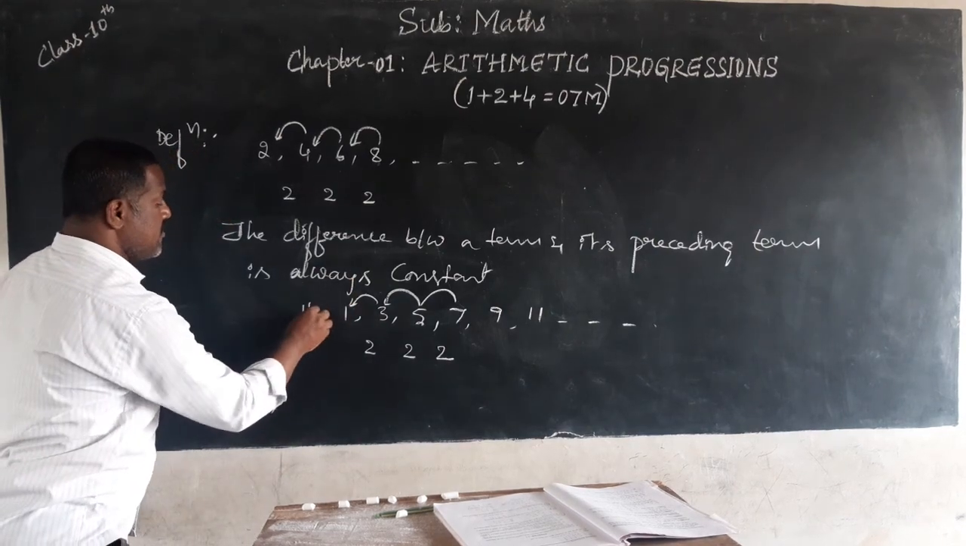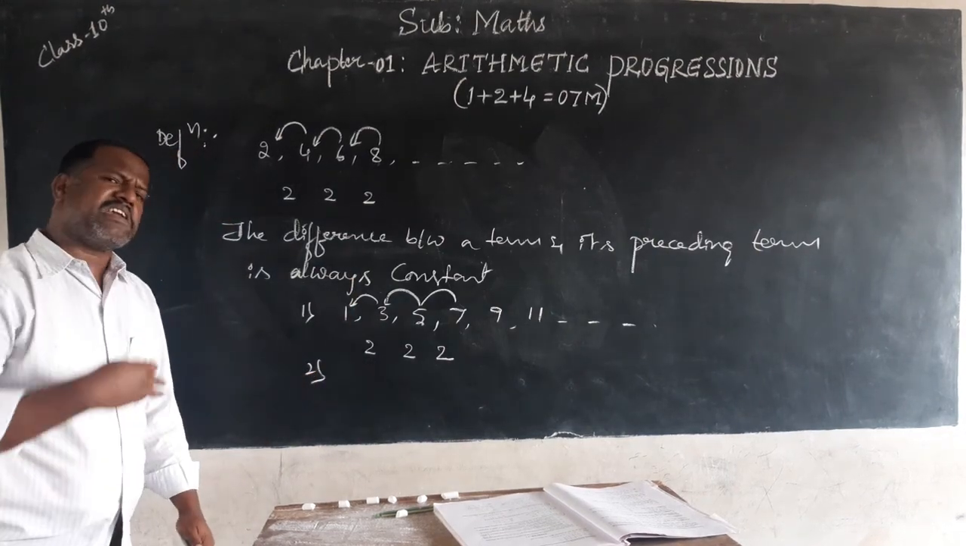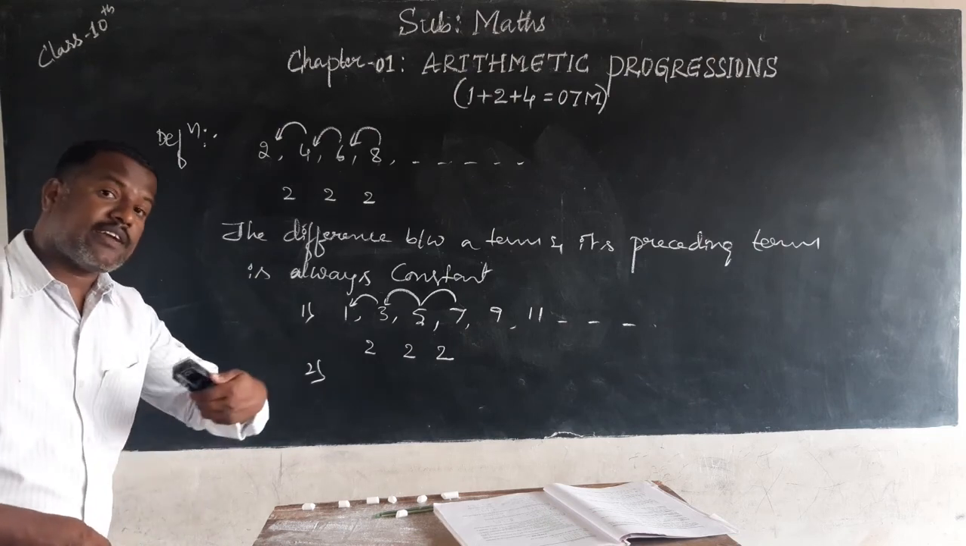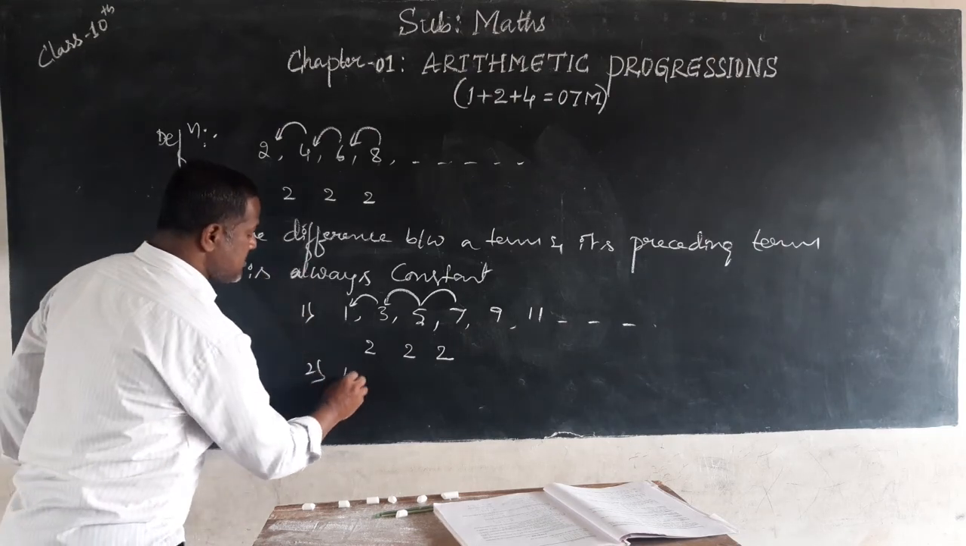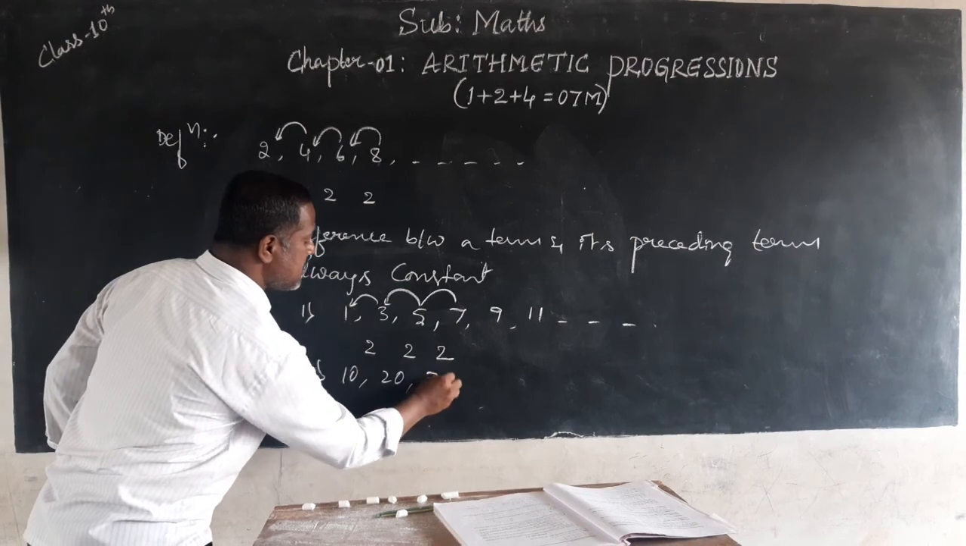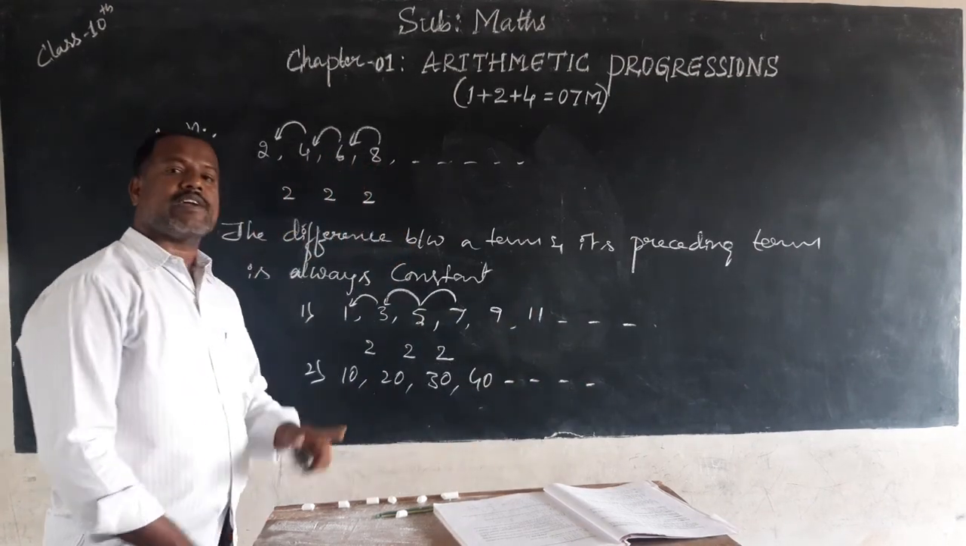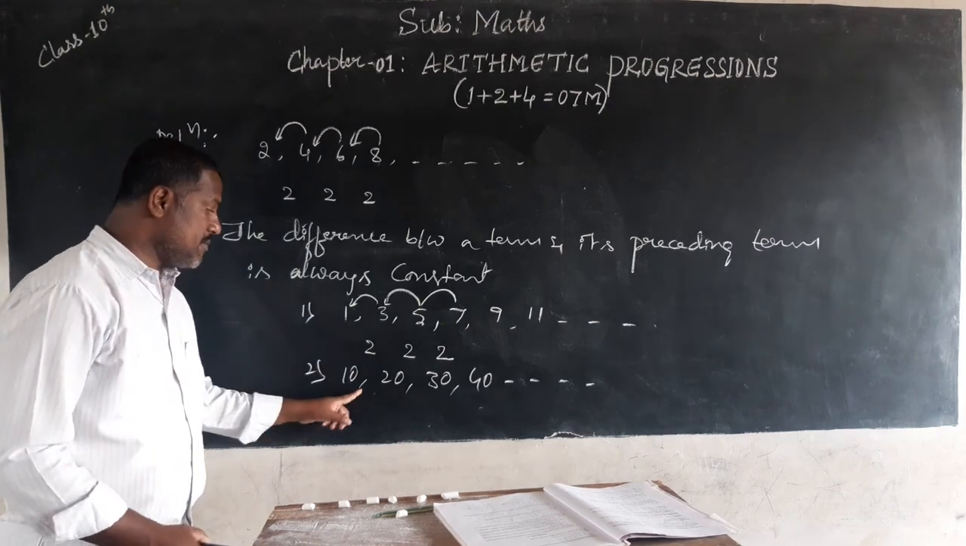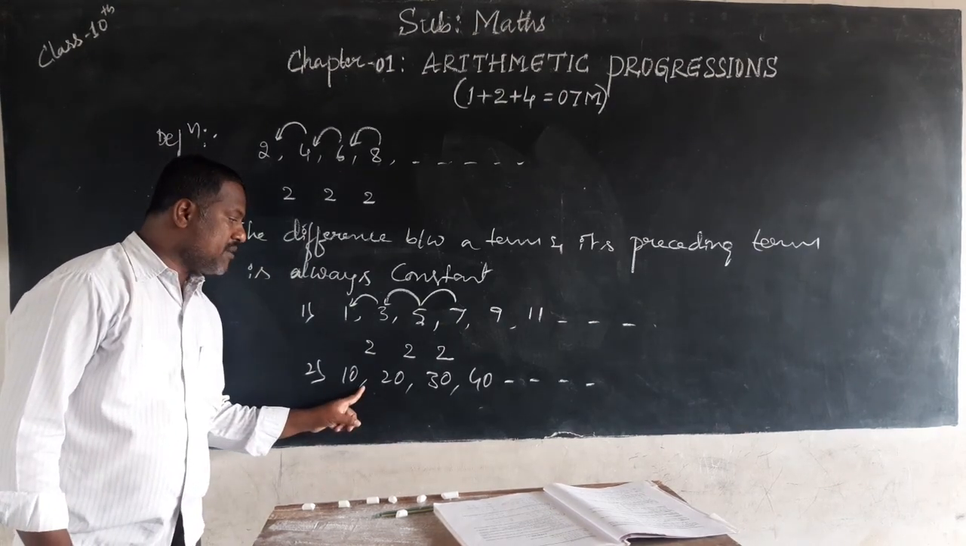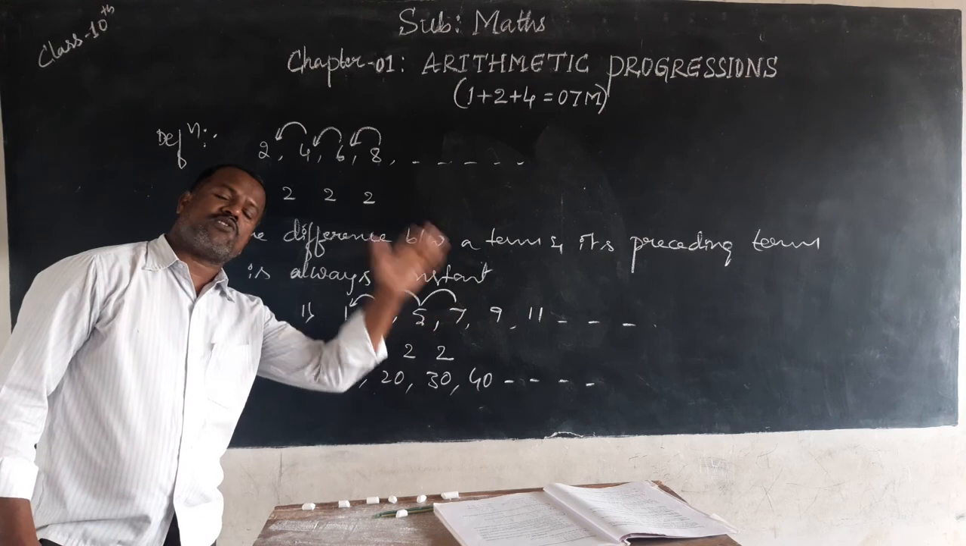Not only this one, we can take n number of examples. Say for example 10, 20, 30, 40, dot. It is also in AP. Why is it in AP? The difference between any two terms is always constant.